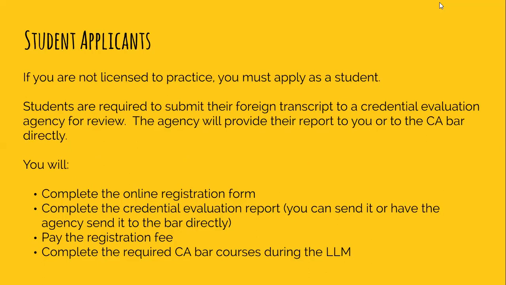Otherwise, your process is very similar. So you'll complete the online registration form. You'll have the credential evaluation agency complete this report. You'll pay your fee. And in addition, you'll need to complete at least 12 units of California Bar subjects while you're enrolled in the LLM.